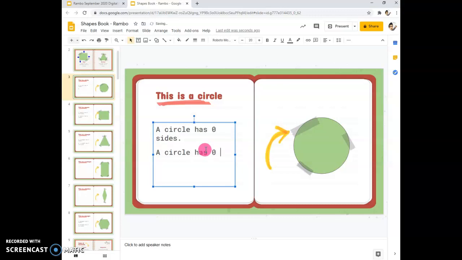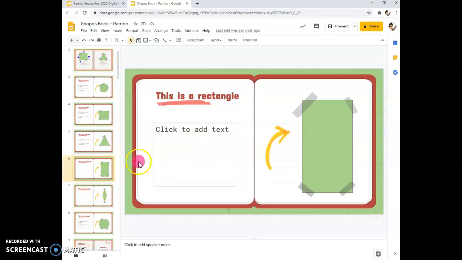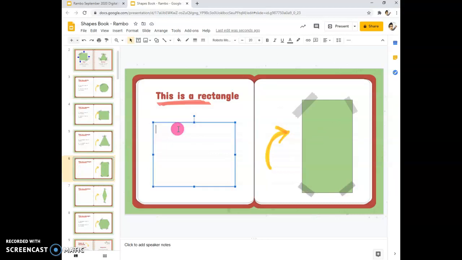A circle, let me write it down first and then I'll read it. Okay, so we have a circle has 0 sides. A circle has 0 vertices. All right. Gianna, what shape is this? Do you know what shape this is, sweetie?